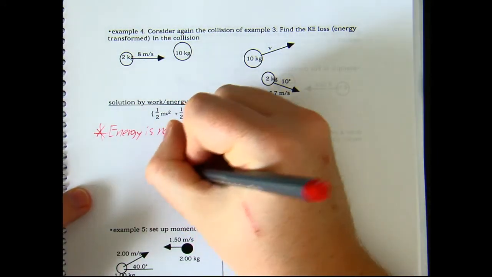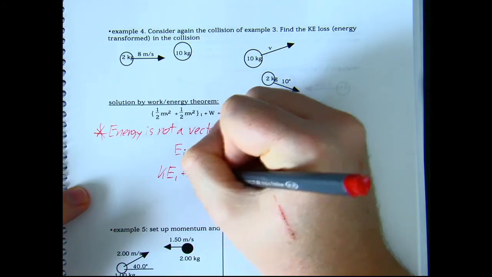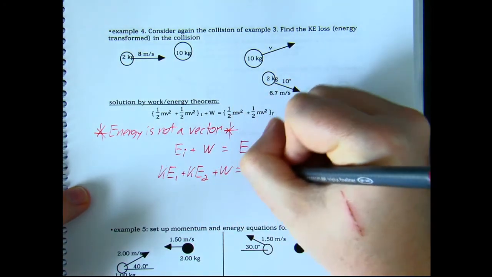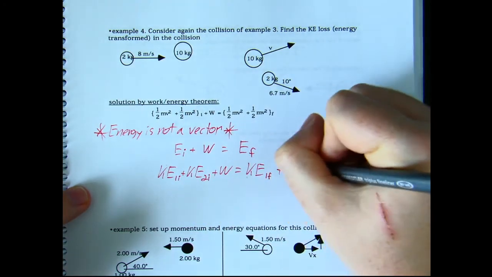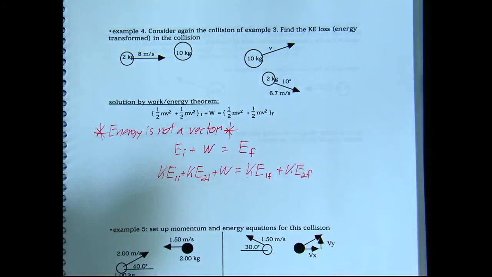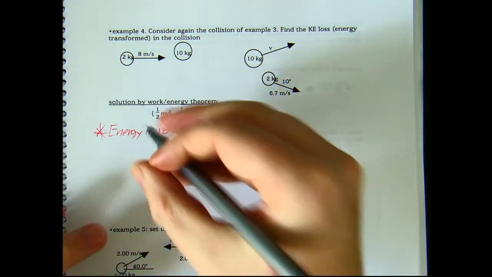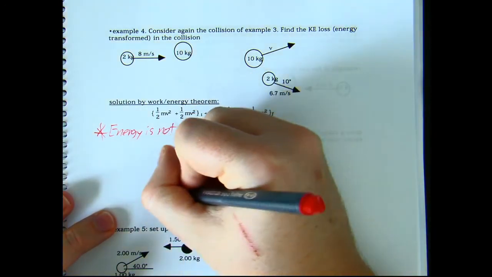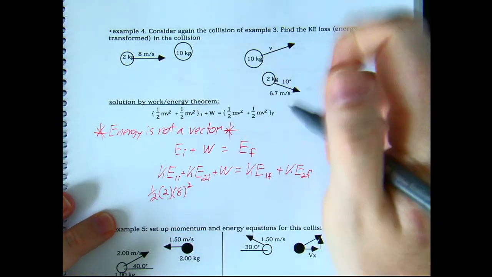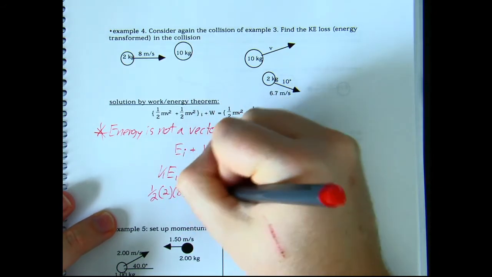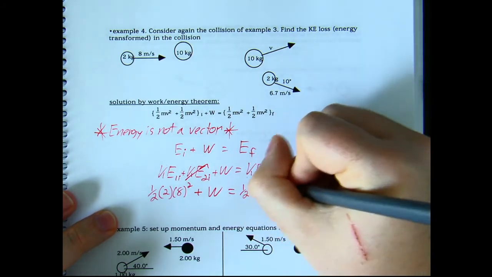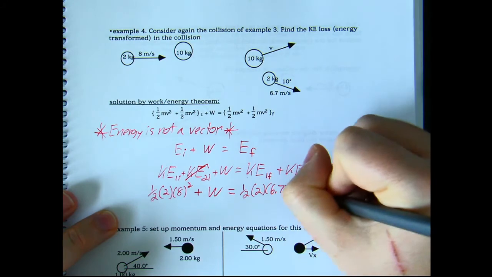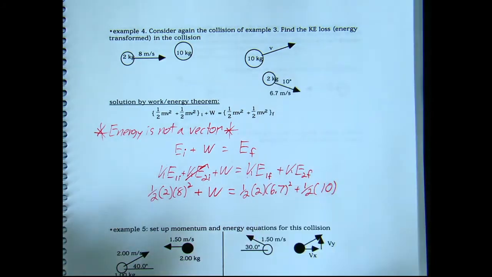So initially, we've got kinetic energy from object 1, kinetic energy from object 2, plus any work being done, equals kinetic energy 1 final plus kinetic energy 2 final. Kinetic energy is 1/2 the mass times the velocity squared. He's not moving, so no kinetic energy. Plus work equals 1/2 times 2 times 6.7 squared plus 1/2 times 10, and we found his velocity. If we look back on the previous page, we found that the velocity was 0.364 meters per second.